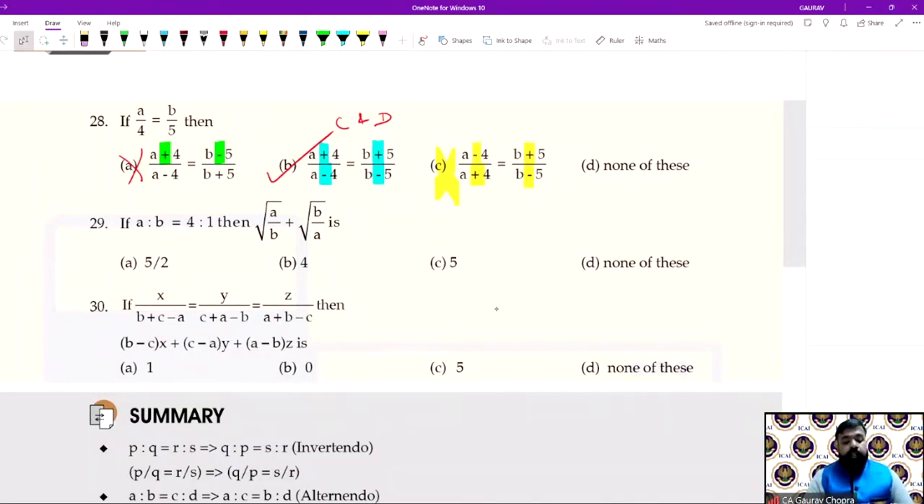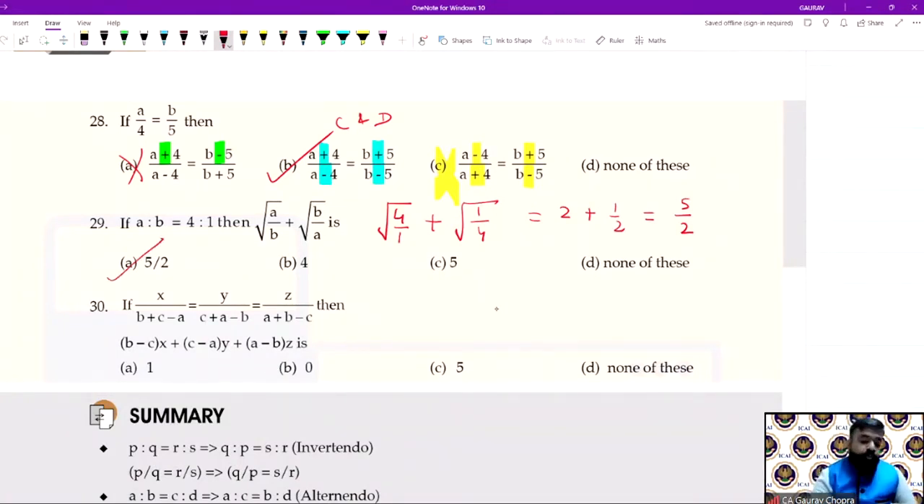Then 29. In 29, A ratio B is 4:1, and find out the value of root of A by B plus root of B by A. So substitute the value and get the result. In place of A, we can put 4, in place of B, 1: root 4 by 1 plus root 1 by 4. Now root 4 is 2 plus root 1 by 4 is half. On adding, we get simply 5 by 2. Option number A. All right.